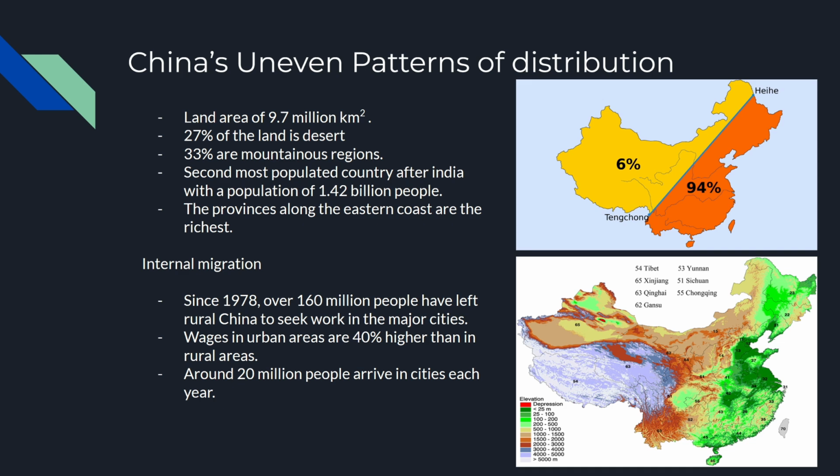You have Shanghai on the east, which is a very rich city, of course, because it's full of economic activities and development. In terms of internal migration, since 1978, over 160 million people have left rural China to seek work in the major cities, most of which are on the east. Wages in urban areas are 40% higher than in rural areas, and around 20 million people arrive in cities each year.